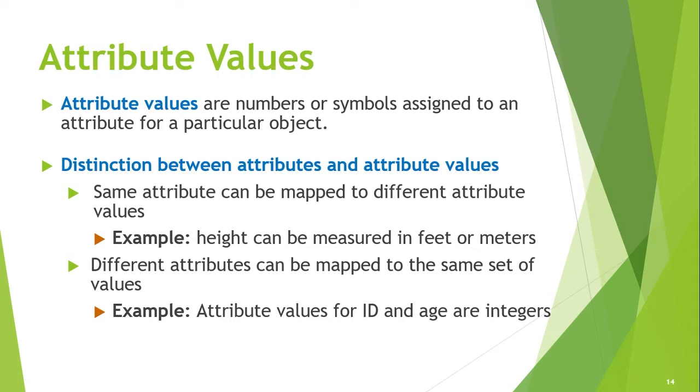Different attributes can be mapped to the same set of values. Say, for example, yung attribute values natin for employee ID tsaka employee age. They may both be integers, but they are of different attributes. Diba? But pareho silang integers. Pero hindi mo sasabihin parehong attribute yun. Okay po? Magkaiba sila, pero iisa lang yung set of values na ginagamit sa kanila. Ito yung sa counting numbers natin.